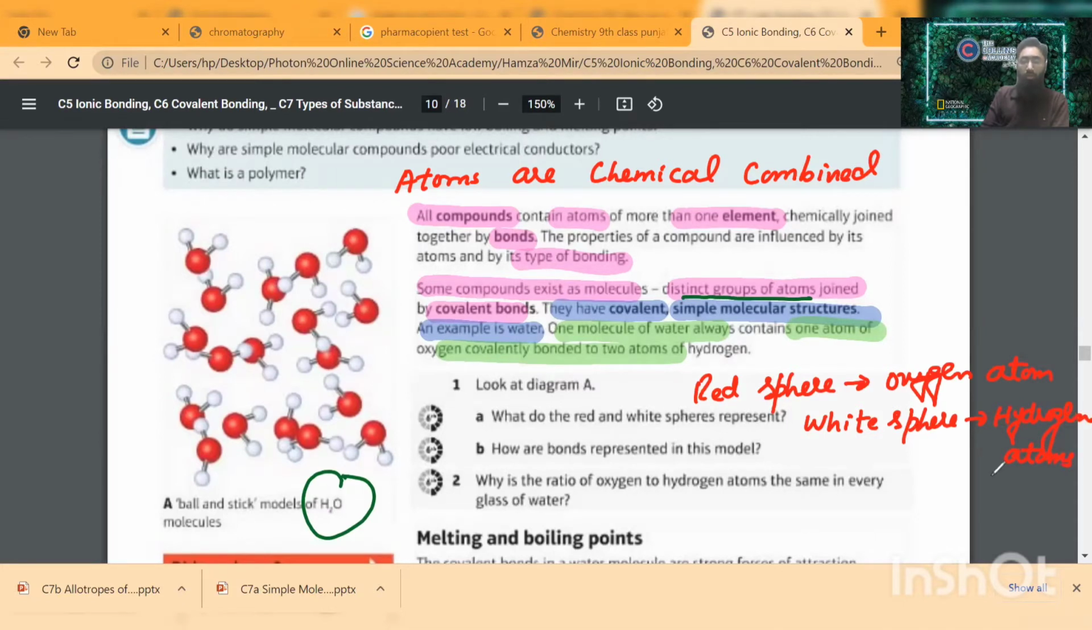How are bonds represented in this model? Bonds are represented by this. This is the bond between hydrogen and oxygen. Why is the ratio of oxygen to hydrogen atoms the same in every glass of water?